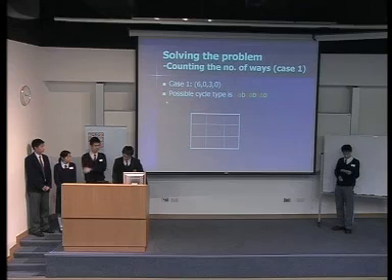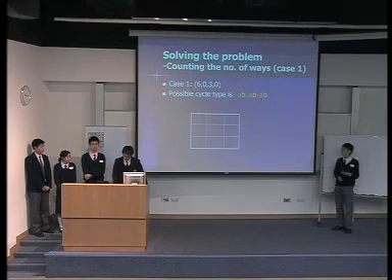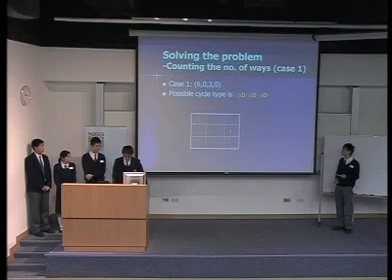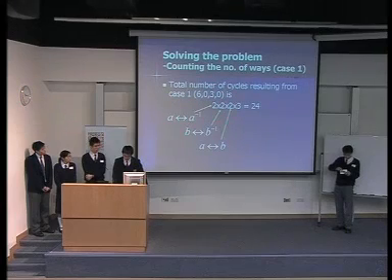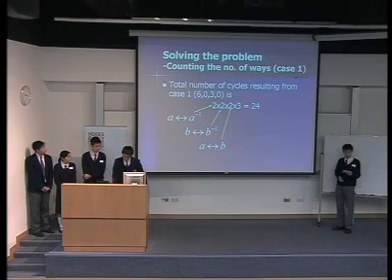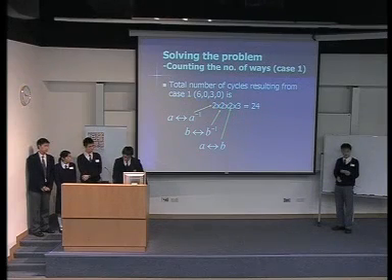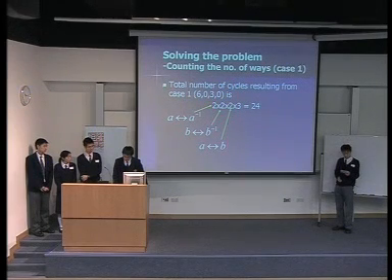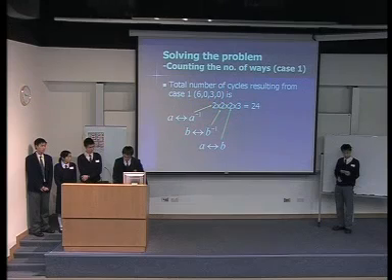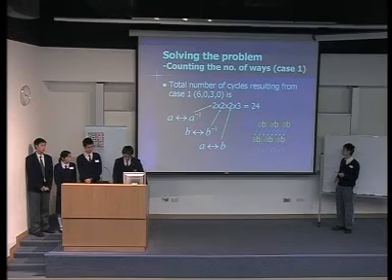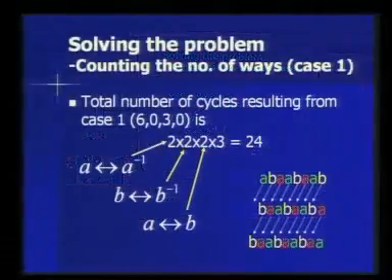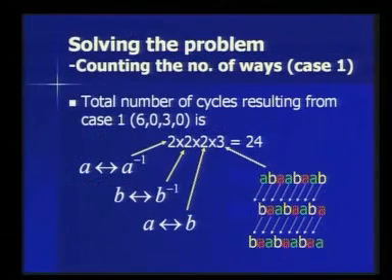For case 1, 6030, the only possible cycle type is shown here, which means interchanging A and A inverse, B and B inverse, also A and B will result in other Hamiltonian cycles. On the other hand, the cycle is also Hamiltonian if its starting move is changed without changing the sequence, as the PowerPoint shows. As a result, the total number of closed tours for case 1 is 24.